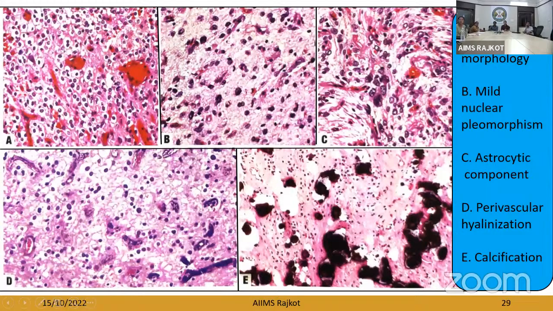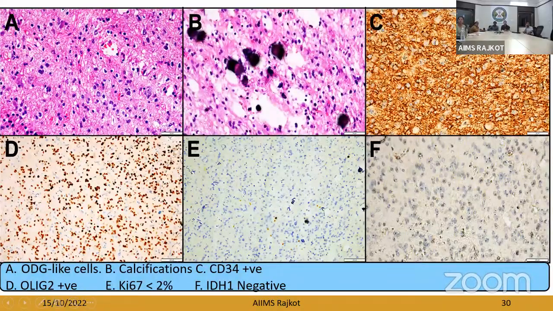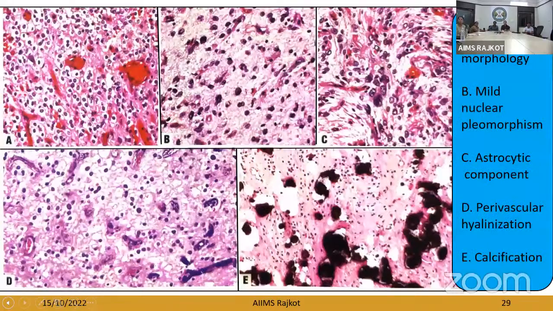Next. So here image A is showing ODG-like morphology with typical nuclear features and chicken wire calcification. Image B is showing mild nuclear atypia. Image C is showing astrocytic component. Image D is showing perivascular pseudorosettes, and image E is showing typical large confluent calcification.